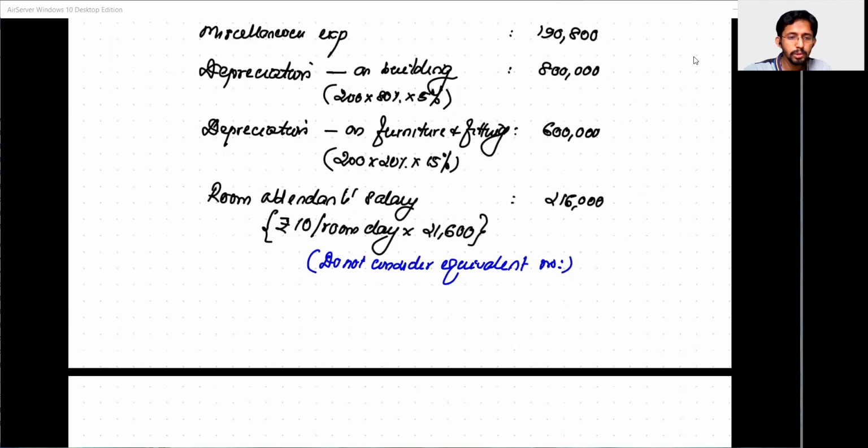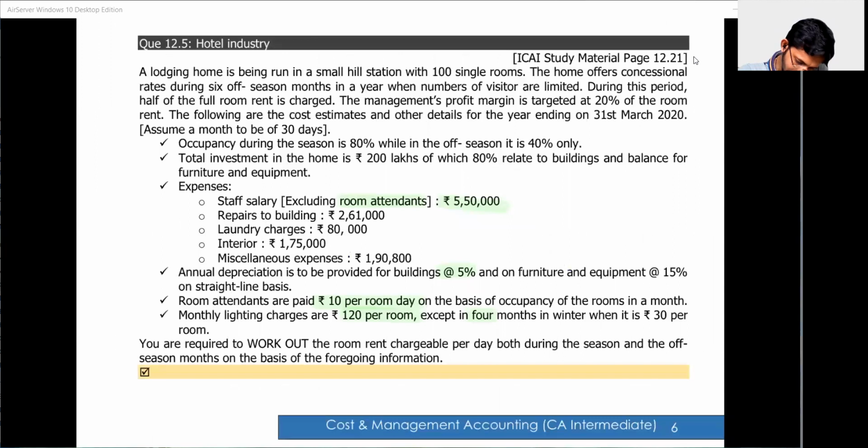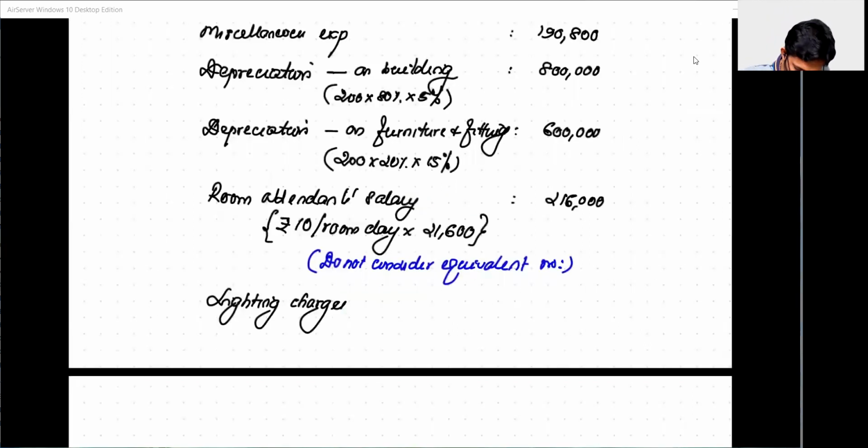Now what do you have to do? You have to take the remaining one more cost, that is the lighting charges. Now lighting charges also, they say that it is 120 during the normal months and 30 for the other months. So what do they say? It is monthly, rupees 120 per room and 30 per room in the winter. Okay, now here you have a problem. So let's give it as a separate working note.